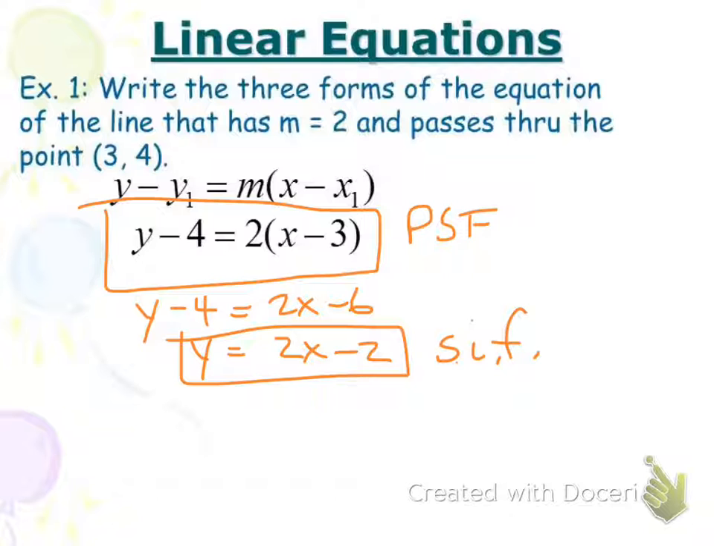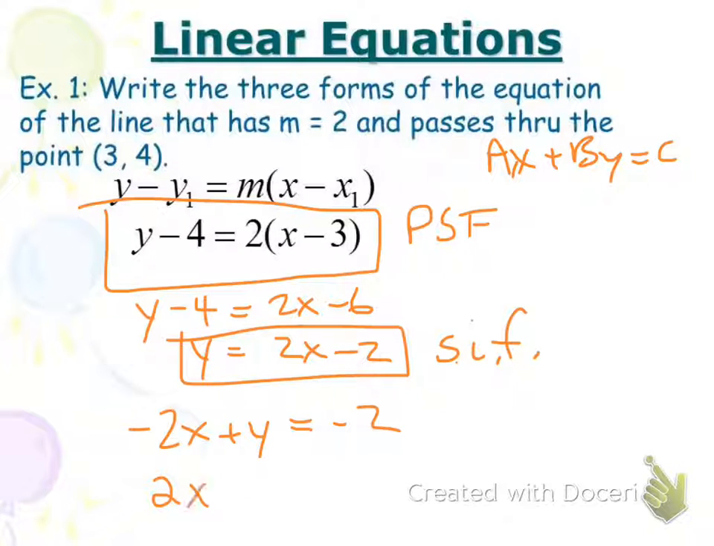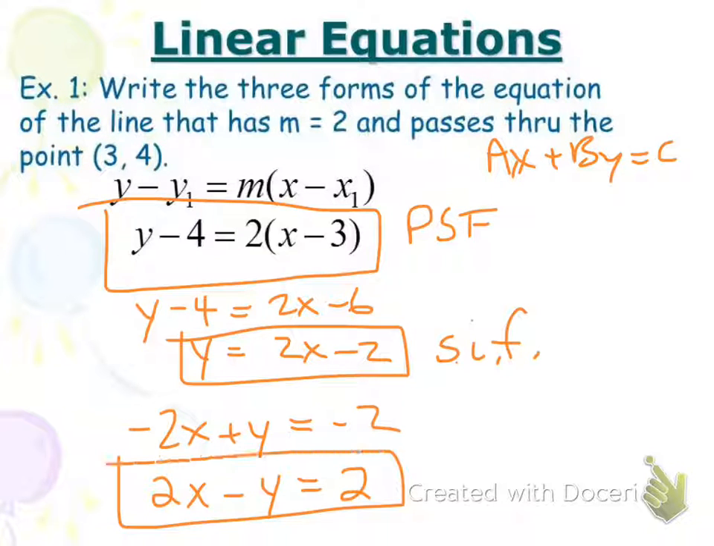Okay. How would I put it into standard form? Remember standard form? Ax plus by equals c. A, b, and c are integers without a common factor, and a has to be positive. So if I subtract 2x, you get negative 2x plus y equals negative 2. And that's not standard form yet, right? Because everything has to be multiplied by negative 1. And there is standard form.